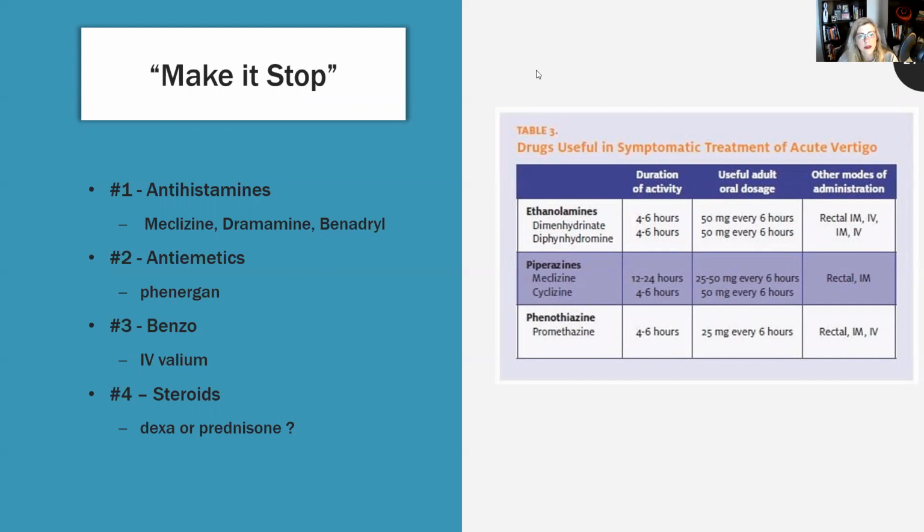Next comes the Phenergan. We're not entirely sure why Phenergan works for dizziness. We just know that it usually works on the brain's interpretation of motion. So this is something that you should try out, see if it's making a difference if the antihistamines aren't.